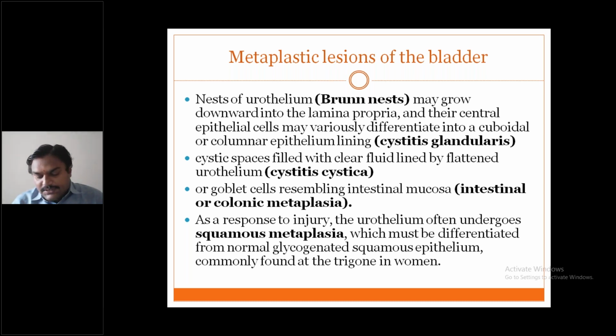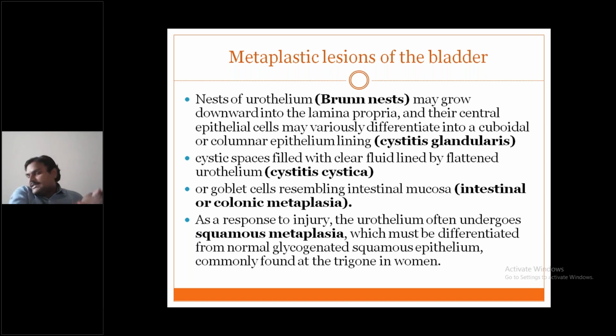What happens is that sometimes this transitional epithelium or urothelium will project into the lamina propria in the form of a small nest. The urinary bladder has four layers: the mucosal layer, submucosal layer, muscularis propria layer, and serosa layer. The surface epithelium is urothelium, in the form of sheets. But sometimes the urothelium projects into the lamina propria in the form of small nests, which are called Brunn's nests. In due course of time, the central portion of the nest becomes cystic and is lined by either cuboidal or columnar epithelium. If there is a columnar epithelium in a bladder, it is called cystitis glandularis.